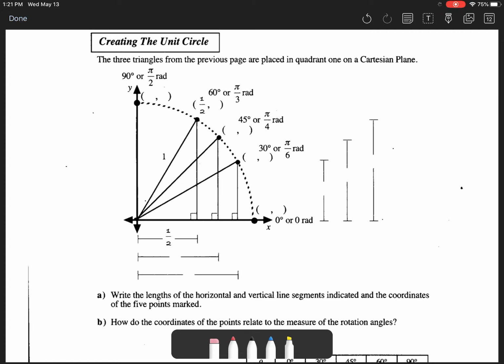Now, what they've drawn here, and I want you to be aware of as we move forward, is this. The unit circle is going to be taken up by all 4 quadrants. You're basically going to have a circle that goes around all 4 quadrants, kind of like so. What they're dealing with is right here in quadrant 1.